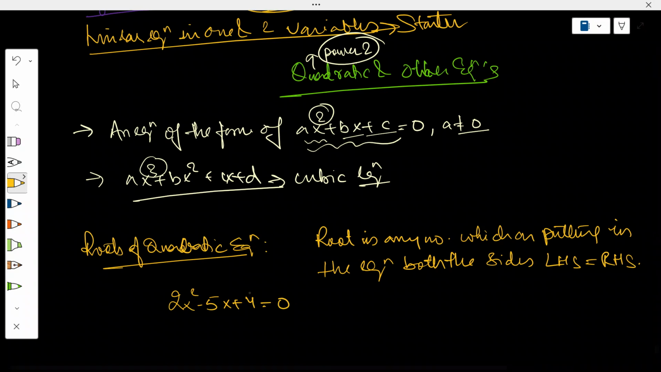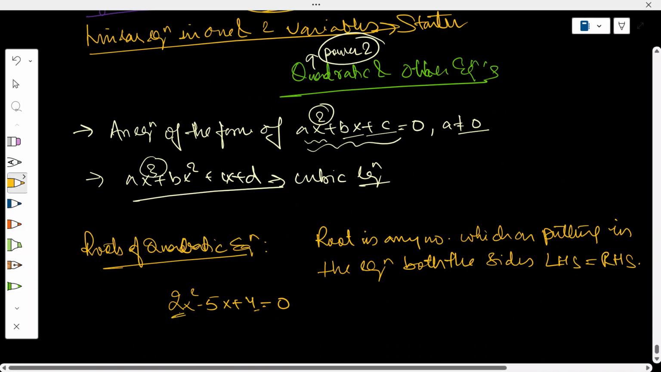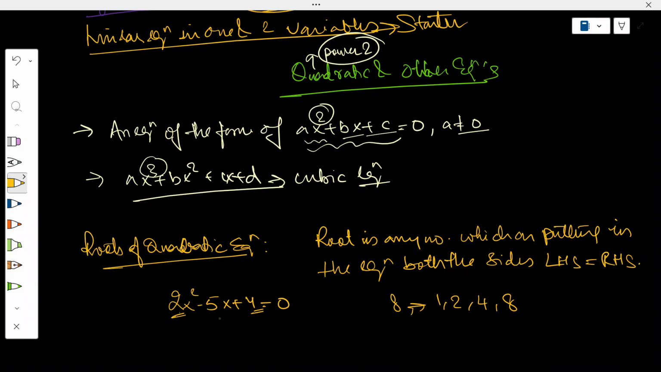I have covered in logarithm how to basically solve this. Here we can see that the product is 8, 2 times 4, and the factors of 8 are 1, 2, 4 and 8. Can we somehow form the number 5 using these factors such that the product is 8 and the sum is minus 5? It can't be done.